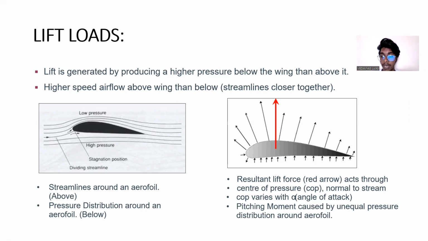Pitching moment is caused by unequal pressure distributions around the airfoil. High-speed airflow above the wing, then below, makes the streamlines closer together. As we can see in this, lift is generated by producing a higher pressure below the wing than above it.